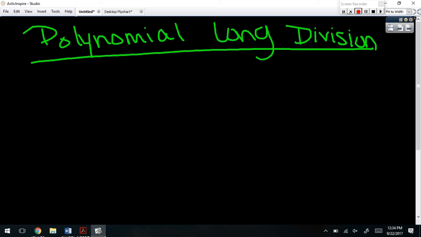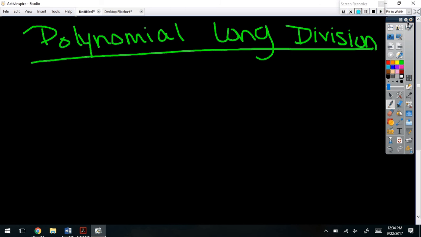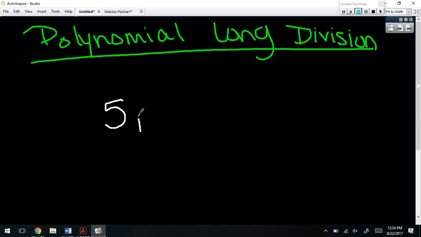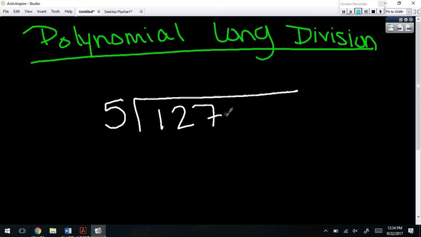Okay, and you have a problem that looks like this. Tell me what your first mental note is, what your first step is when you go to work this problem? It's going to be a decimal like that. What do you ask yourself? What goes into 12 and 5?